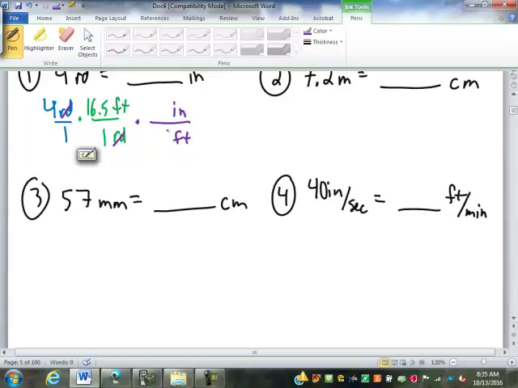What's the relationship between feet and inches? 1 foot equals 12 inches. So now the feet will cross cancel out. So to go from rods to inches, I have 4 times 16.5, which is 66, times 12, which is 792 inches. Very good. So 4 rods is 792 inches. How many of you had that? Perfect.